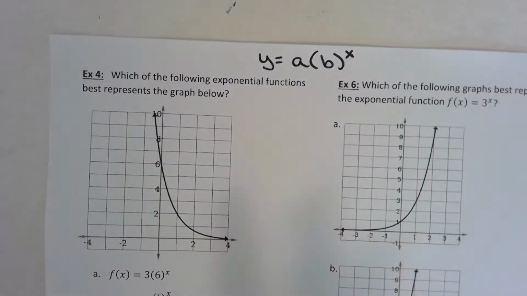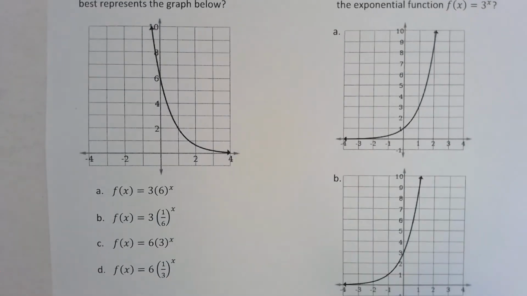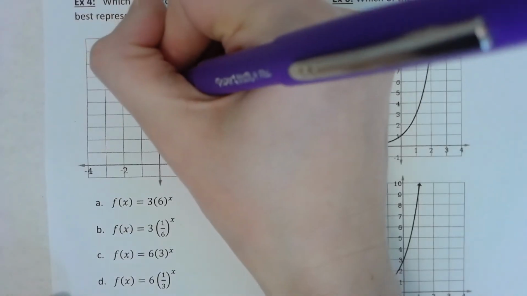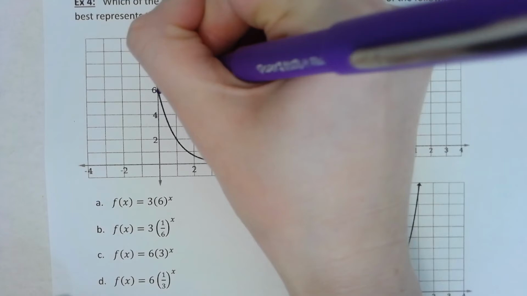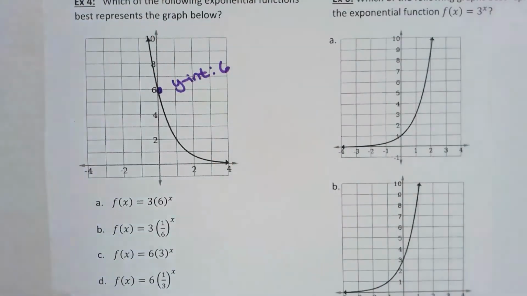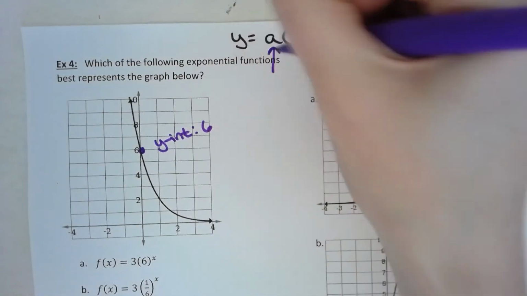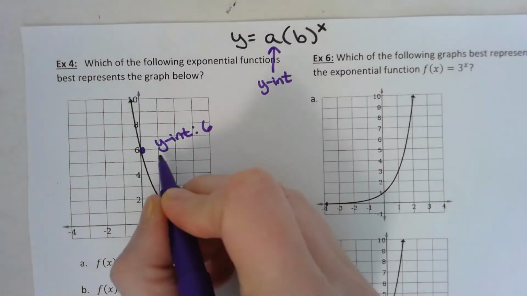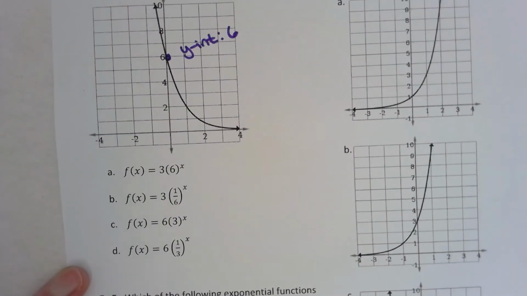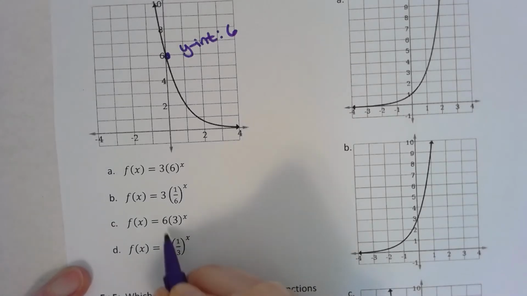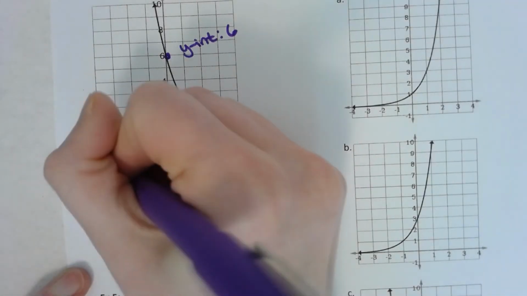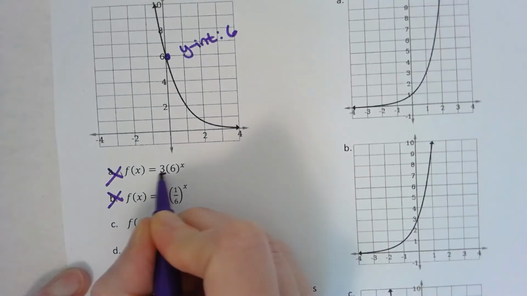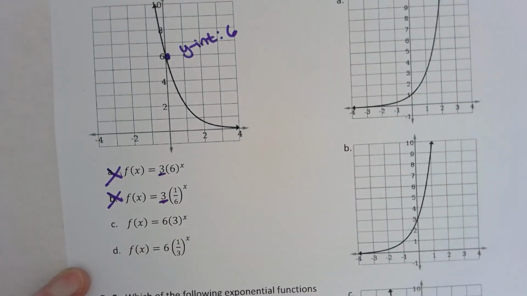Which of the following exponential functions best represents the graph below? The very first thing that I see about this graph is that the y-intercept is at positive 6. And that number right in the very front, that is your y-intercept value. So if we have a y-intercept at 6, that means the first number outside of my parentheses should be 6. It cannot be A, it cannot be B. It has the wrong number in front. They put 3. Well, that tells me the y-intercept.